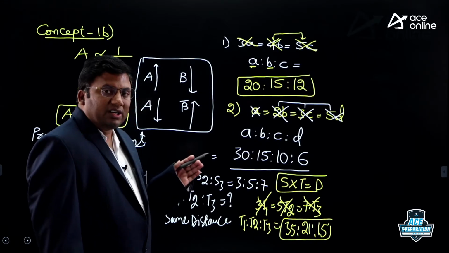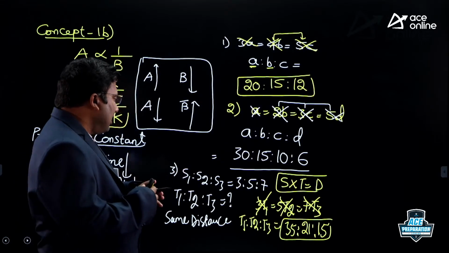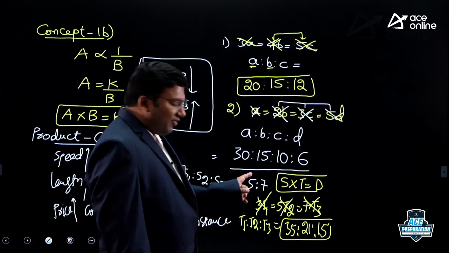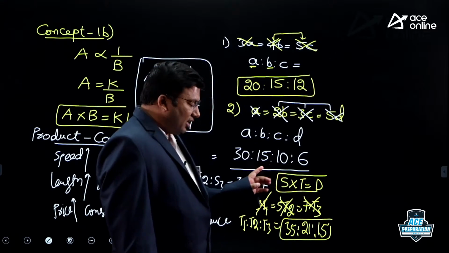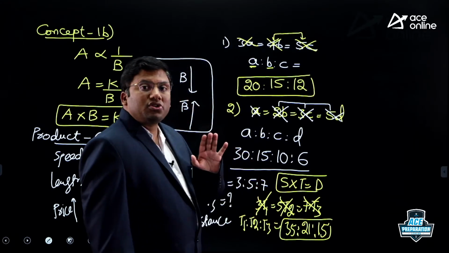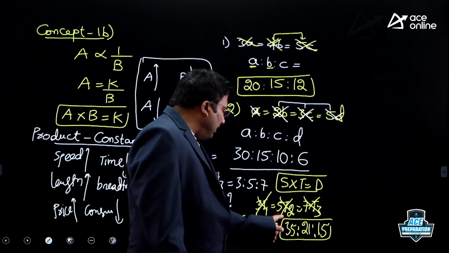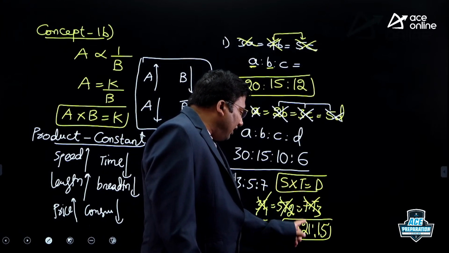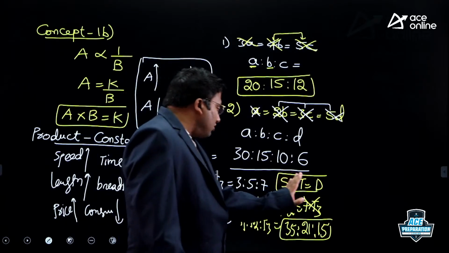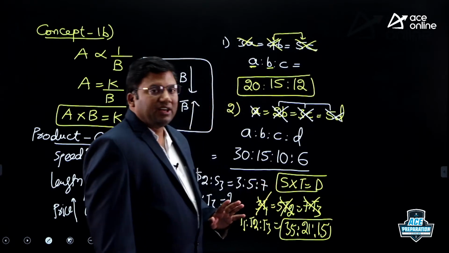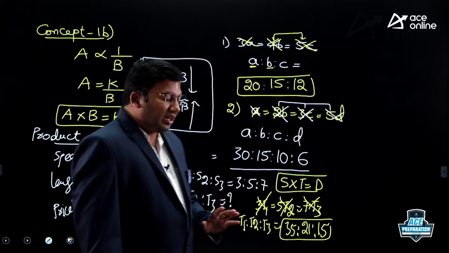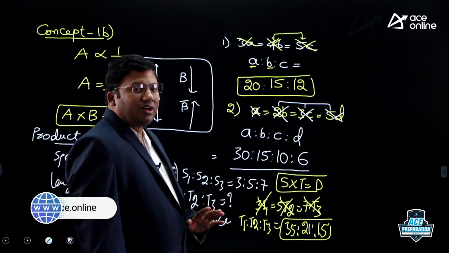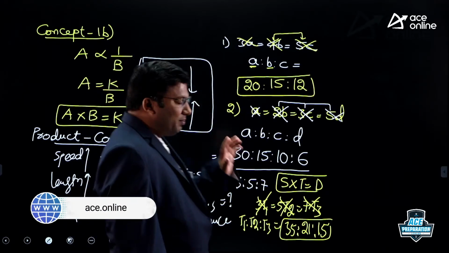So if I want speed into time as a distance, 3T1 equivalent to 5T2 equivalent to 7T3. To get T1, close T1. 5 sevens are 35. To get T2, close T2. 3 sevens are 21. To get T3, close T3. 3 fives are 15. What is the answer for the question? 35 is to 21 is to 15. I hope this concept is clear.